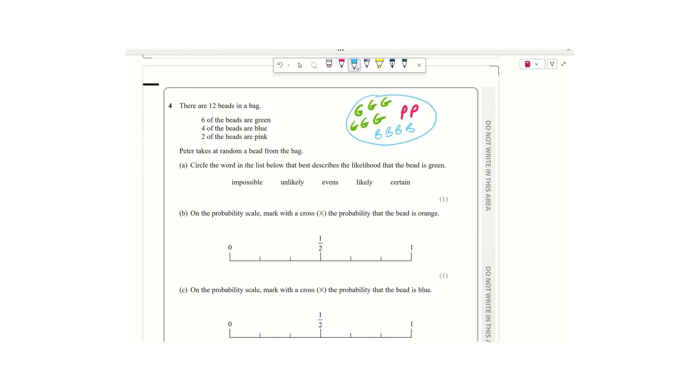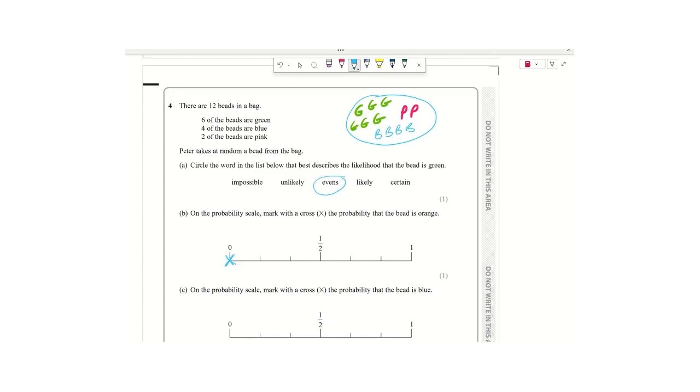The likelihood the bead is green. Well, exactly half of the beads are green because there are 6 greens out of 12 altogether. So that's evens. There's a half chance, an even chance that it's green. Part B, on the probability scale, mark with a cross the probability it is orange. There are no orange beads, that's impossible, so it's got to have a probability of 0. It has to be down there.